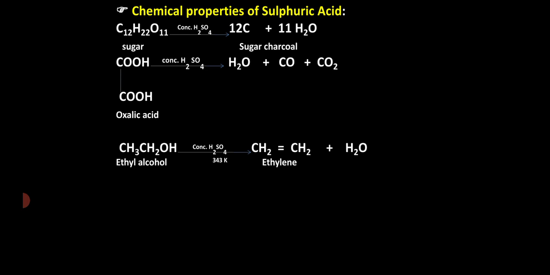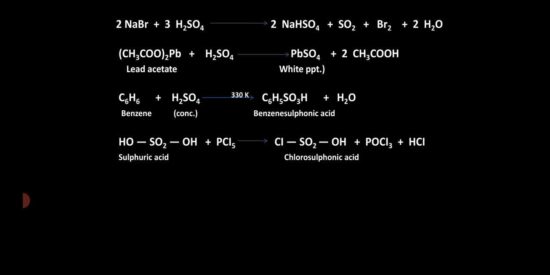Similarly, if you take oxalic acid, water is removed and you get carbon monoxide and carbon dioxide. Ethyl alcohol also forms ethylene and water when it reacts with concentrated sulfuric acid at 443 Kelvin. You have studied this in lower classes. Similarly, when sodium bromide reacts with sulfuric acid, it forms NaHSO4, SO2, Br2 and water. Lead acetate forms a white precipitate of lead sulfate. Benzene, when it reacts with concentrated sulfuric acid at 330 Kelvin, forms benzene sulfonic acid. Sulfuric acid, when it reacts with PCl5, forms chlorosulfonic acid, POCl3 and HCl.